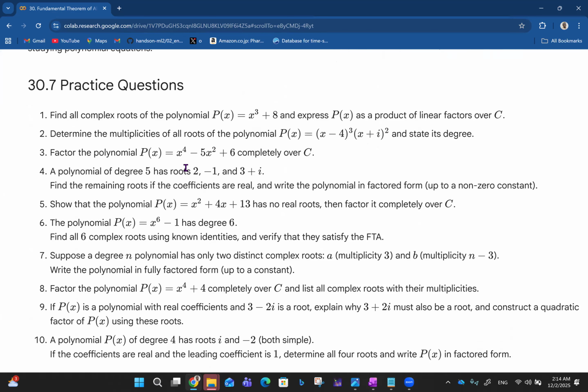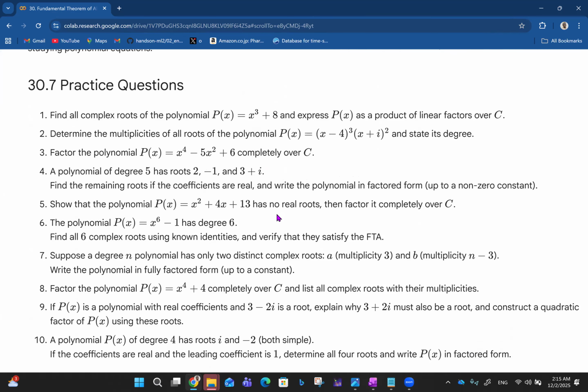A polynomial of degree 5 has roots 2, minus 1, and 3 plus i. So you see these are 3 roots now: 1, 2, 3. Find the remaining roots if the coefficients are real, and write the polynomial in factored form up to a non-zero constant. So you see, a polynomial of degree 5 has roots 2, minus 1, and 3 plus i. It automatically has another root, which is 3 minus i, since the coefficients are real. So you can then multiply all this together, and then try to get the fifth root based on that.